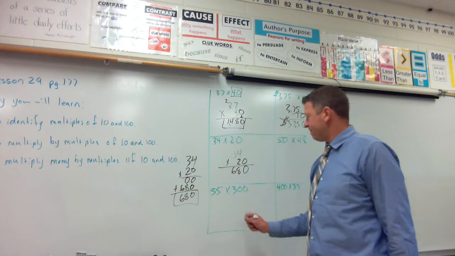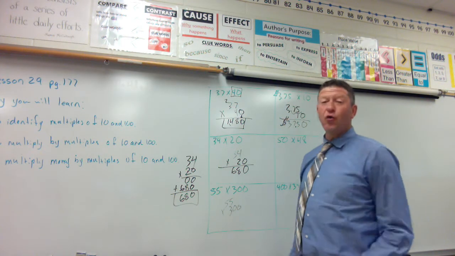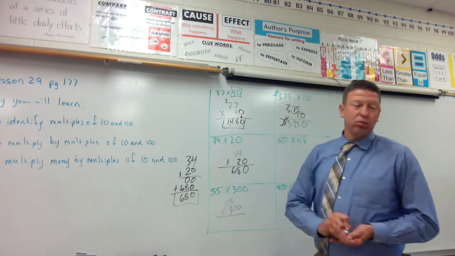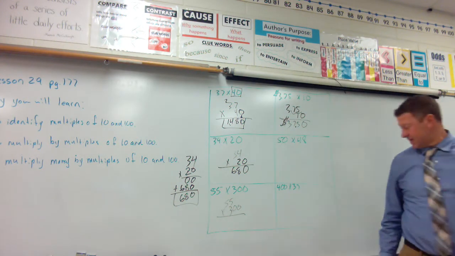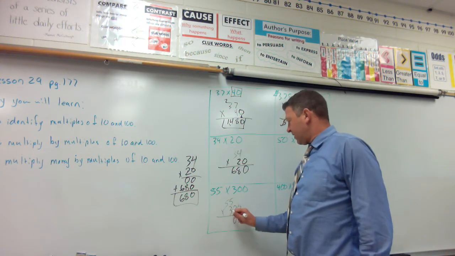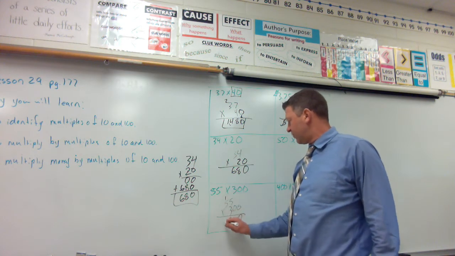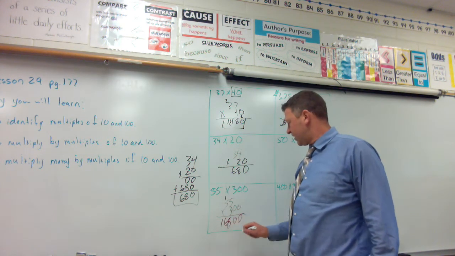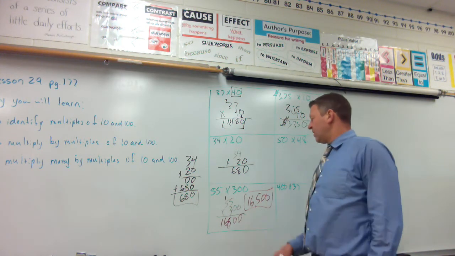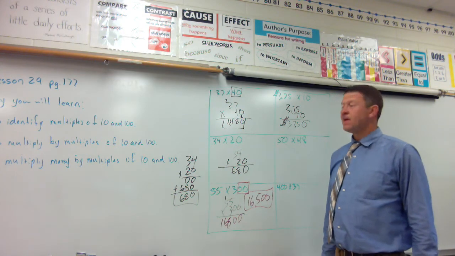Let's take a look at this one. 55 times 300. Hang those, plural, those 2 zeros out. Bring those 2 zeros down. 0, 0. Now we just multiply. 3 times 5 is 15. 5 down, 1 up. 3 times 5 is 15 plus 1 is 16. 16,500. There are the 2 zeros. There are the 2 zeros.